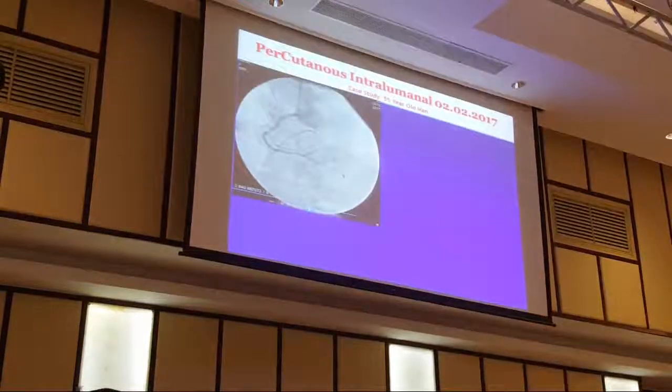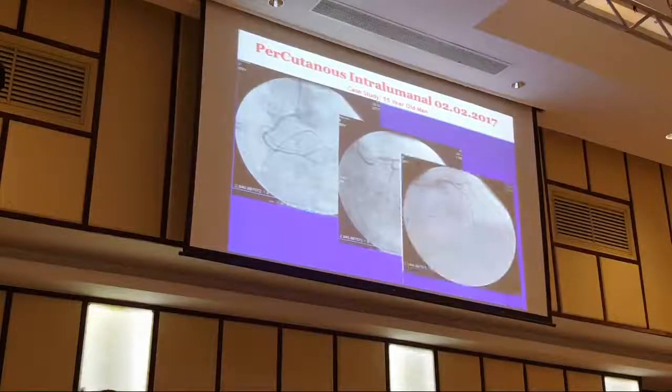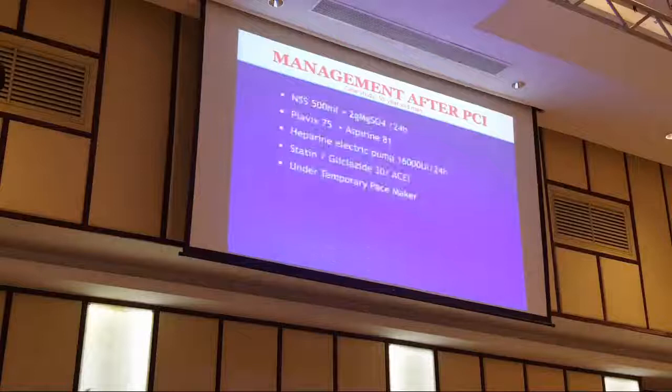So now we open up the RCA with one stent. Here we also put one stent in the mid LAD, and the third one we put here, the third stent. So in this patient we put three stents in the coronary arteries.